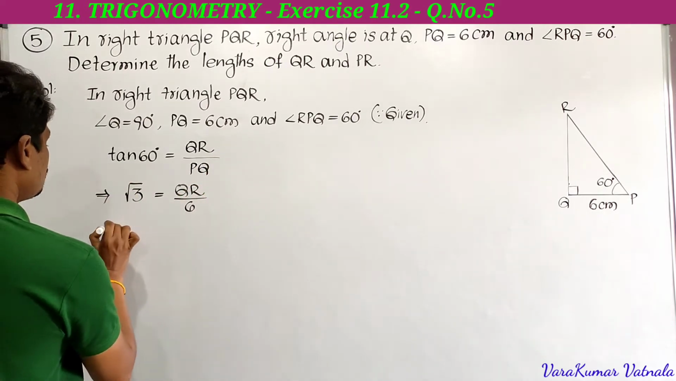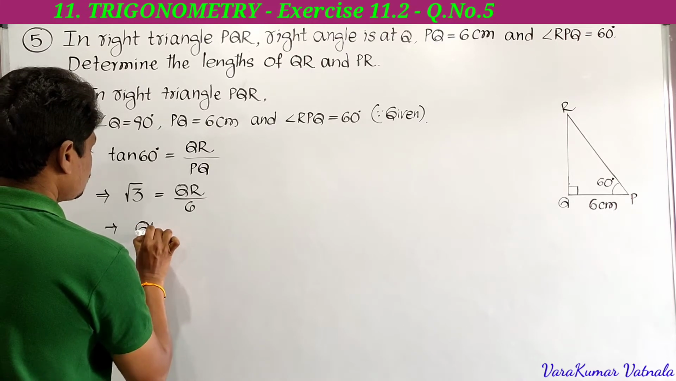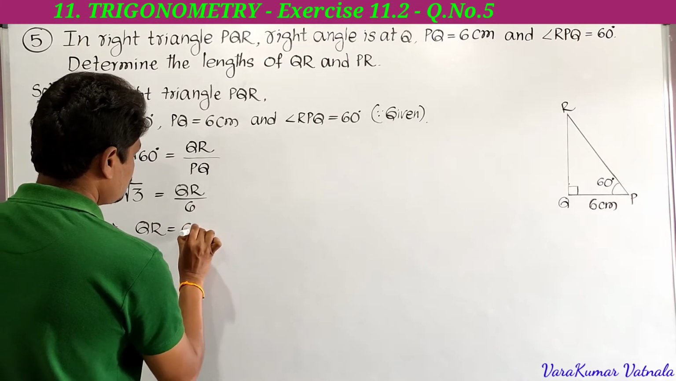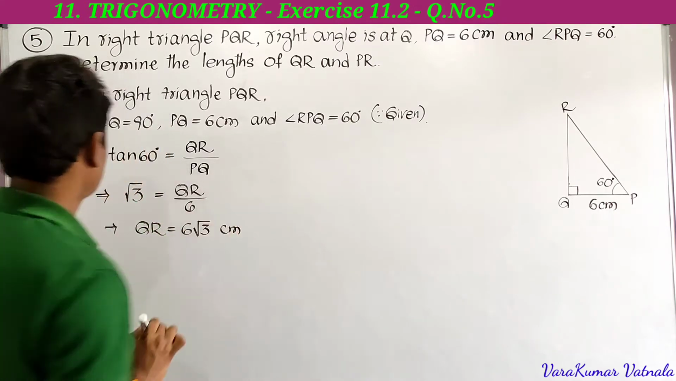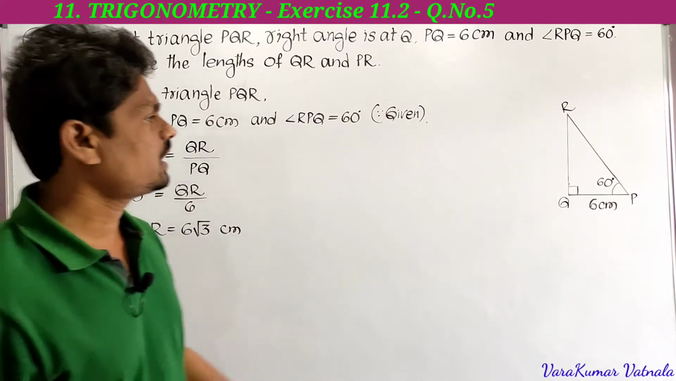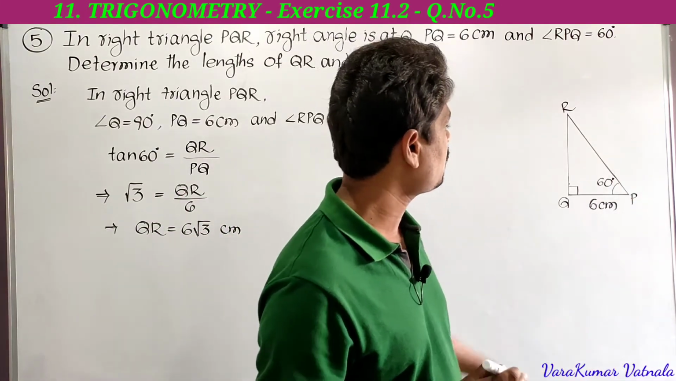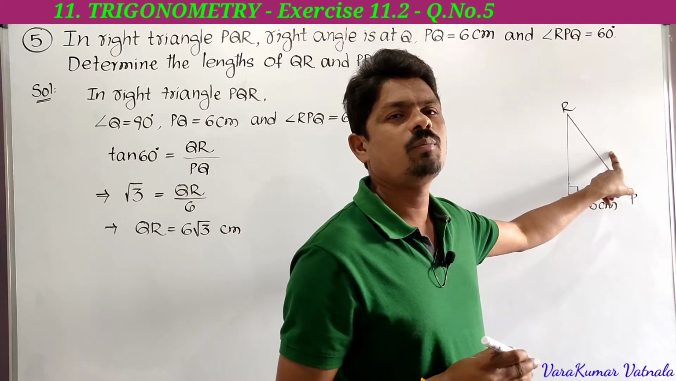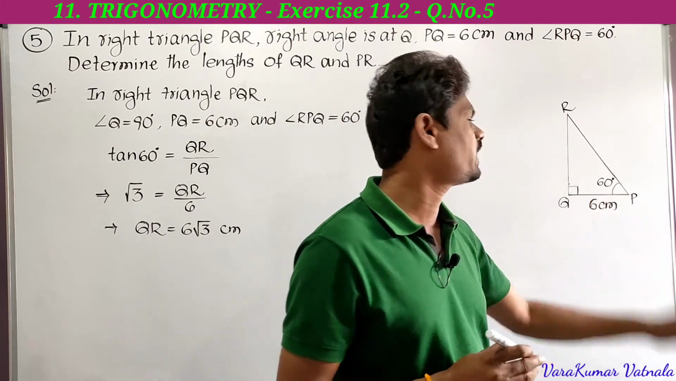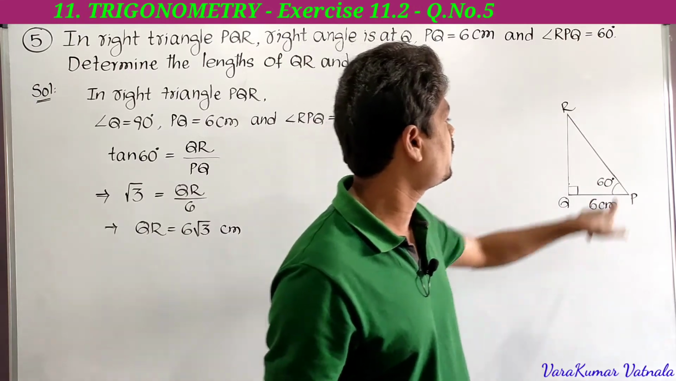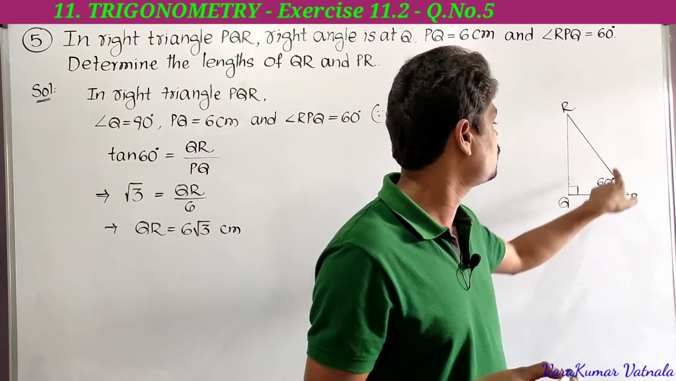So take 6 to the left side and write QR first. QR equals 6 into root 3, that is 6 root 3 centimeters. So this is the length of QR. He is also asking us to find PR. See here, PR is the hypotenuse, and PQ is the adjacent side. PQ is the adjacent side and PR is the hypotenuse.